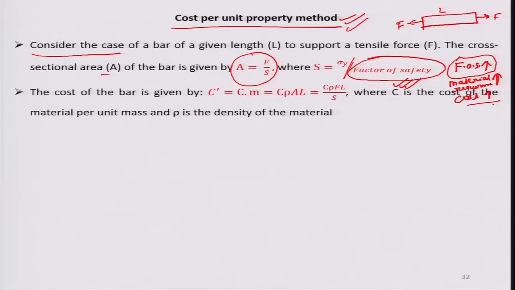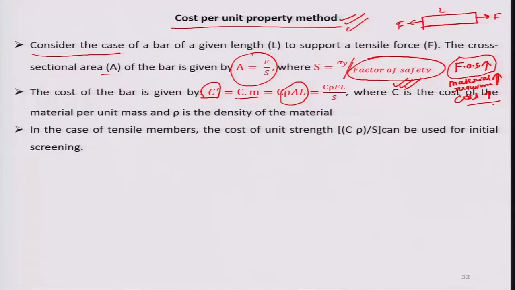Now, the cost of the bar is given by C dash equal to C into M. M is the mass of that bar, which we already explained in earlier slides, M is equal to rho into A into L, and C is the cost of the material per unit mass, and rho is the density of the material. On simplifying this, we get C rho F L by S, that is the cost of the bar.